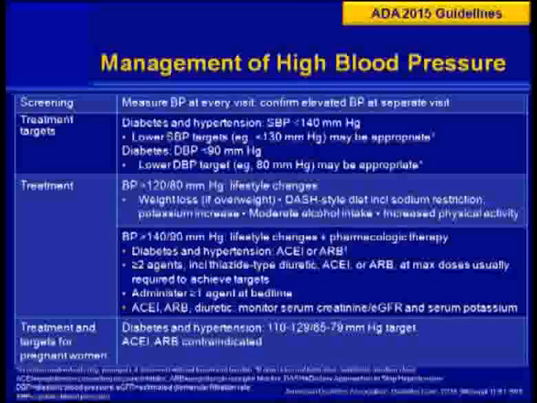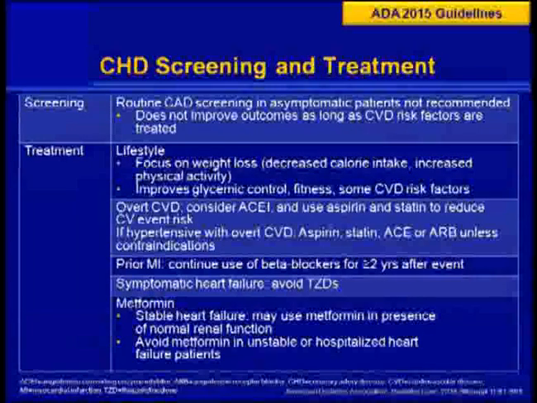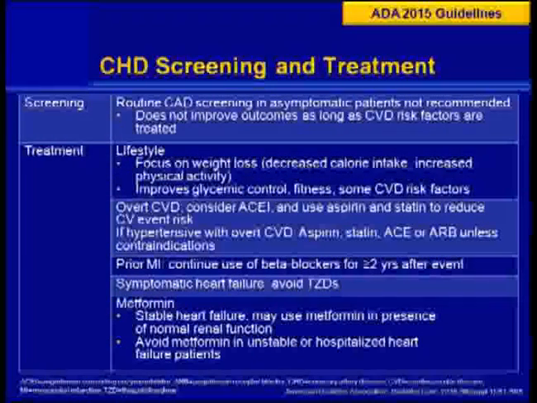Treatment target for pregnant women with diabetes and hypertension is around 110 to 129 systolic, 65 to 79 diastolic, with ACE inhibitors and ARBs totally contraindicated and should not be thought of. CHD screening and treatment: routine CHD screening in an asymptomatic patient is not recommended. It does not improve outcome as long as CVD risk factors are treated. Lifestyle is an important part of treatment.